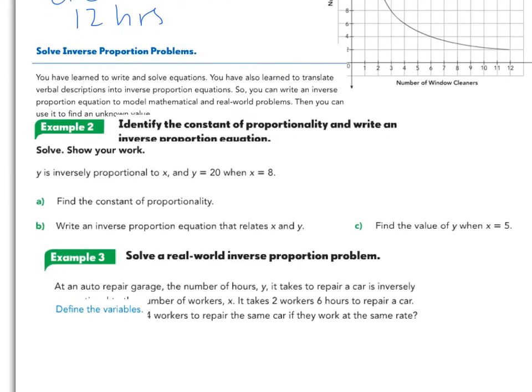Okay? So, solve problems. You have learned to write and solve equations. You have also learned to translate verbal description into inverse proportion equations. So you can write an inverse proportion equation to model mathematical and real-world problems. Then you can use it to find an unknown value. Okay? Identify the constant proportionality and write an inverse proportion equation.